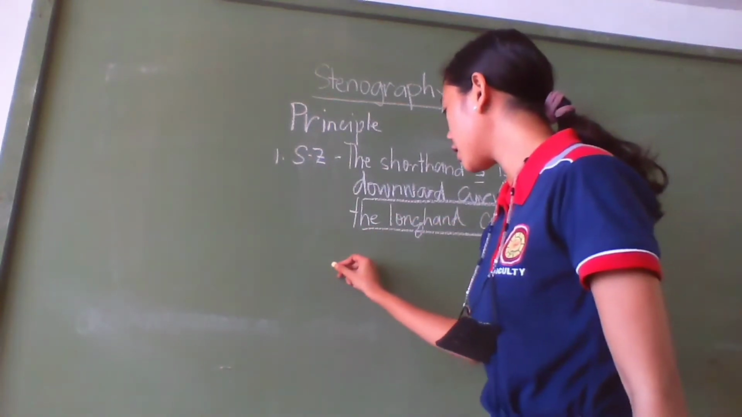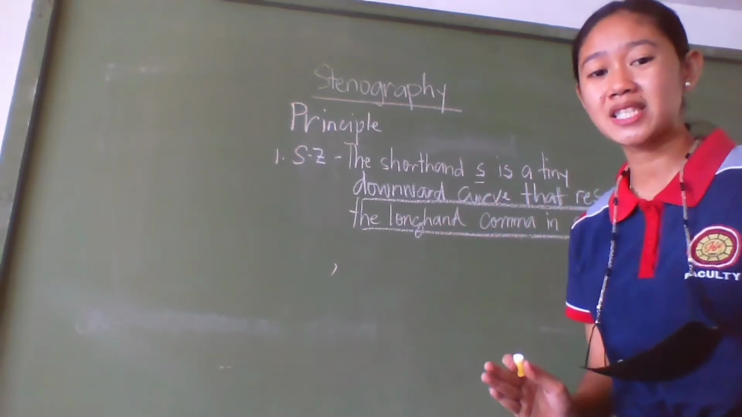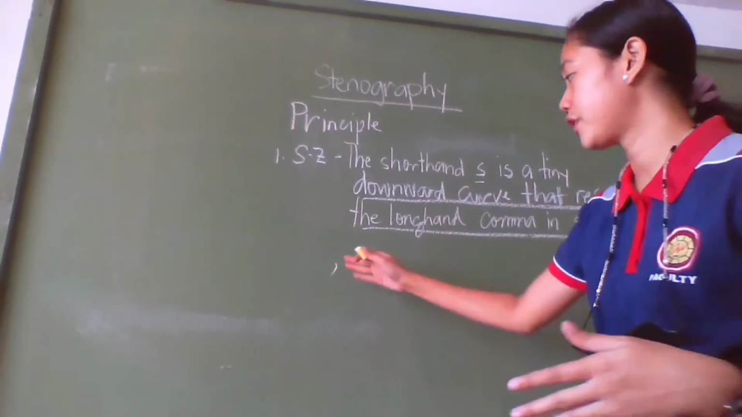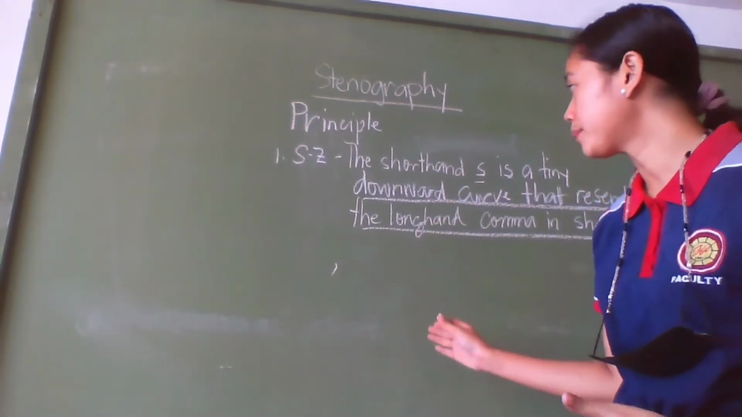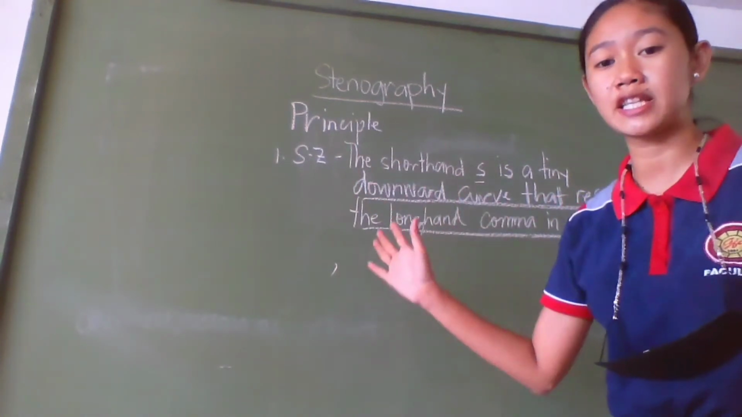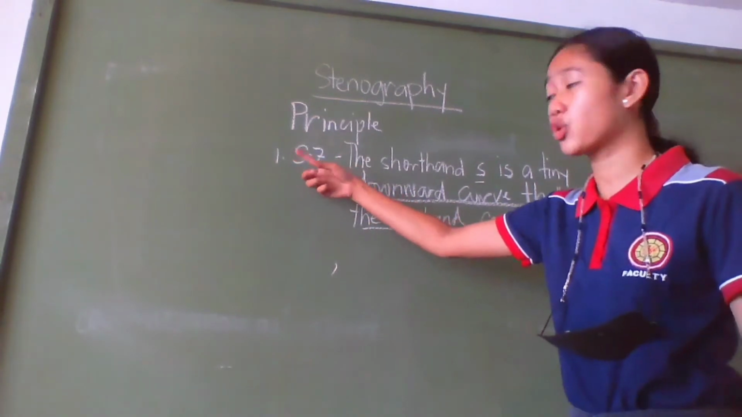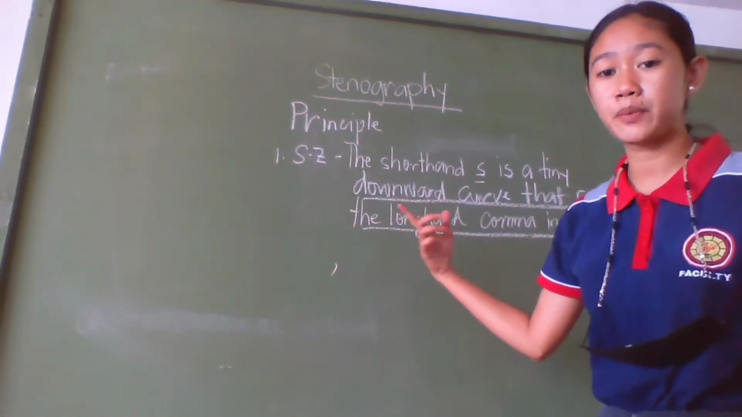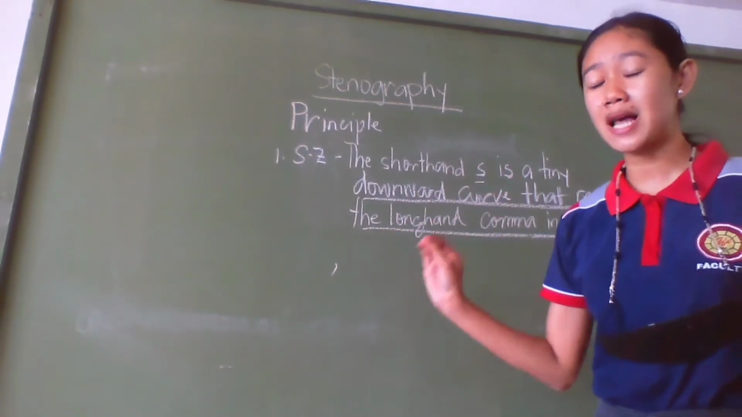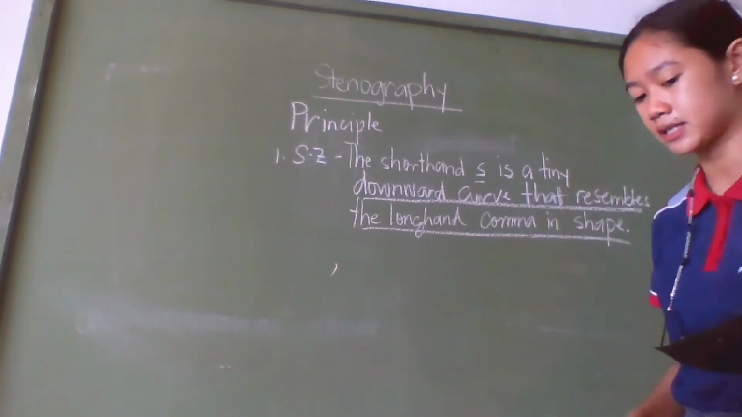If this is the comma, di ba? Resembles lang daw. Ibig sabihin, magka-resemblance lang sila ng figure. Pero iba yung pagkakasulat pagdating sa letter S or letter Z. So it means S or Z, they have the same principle. Same lang sila og principle or the figure and sizes.